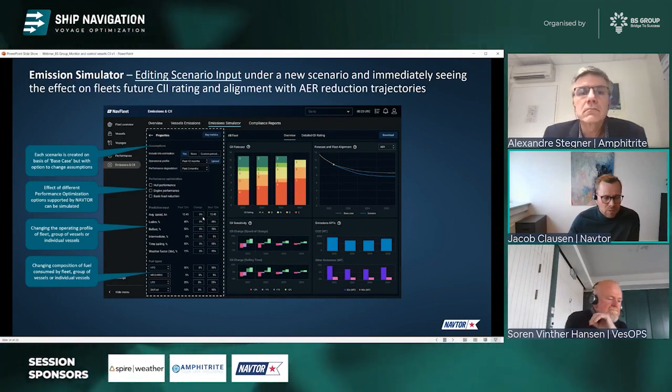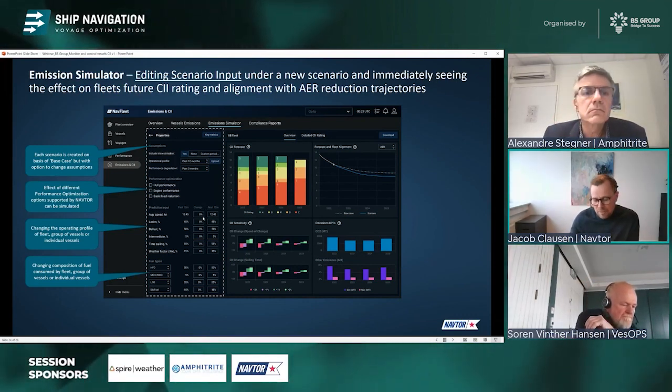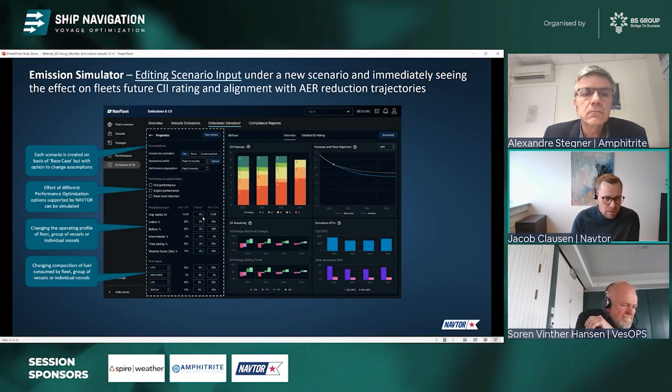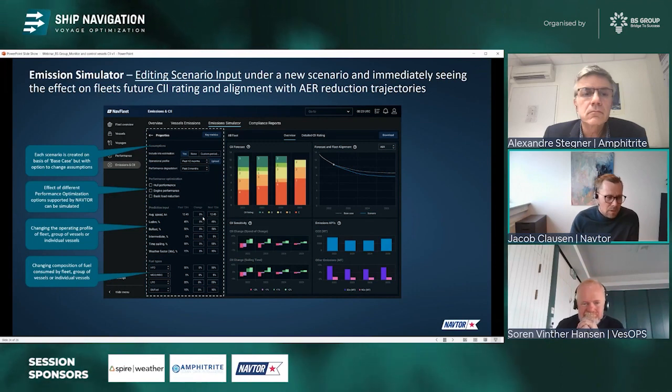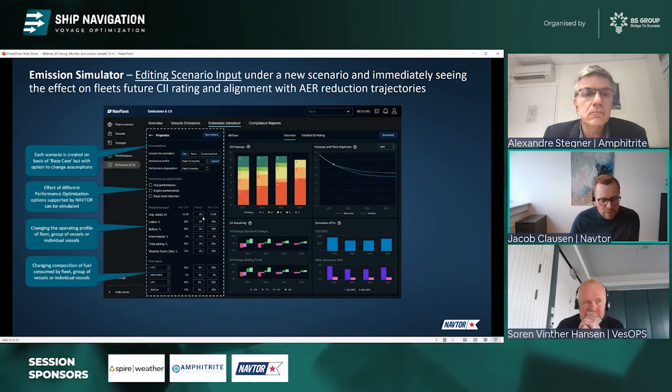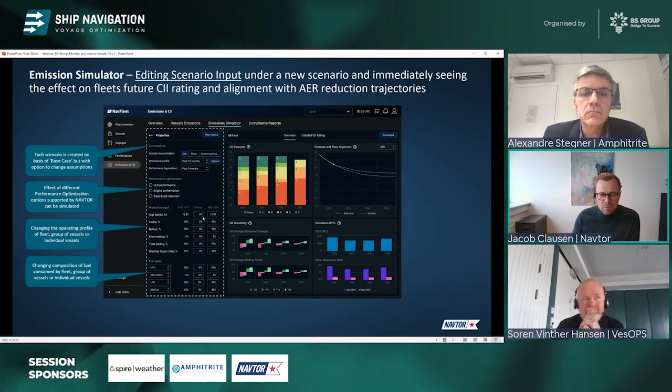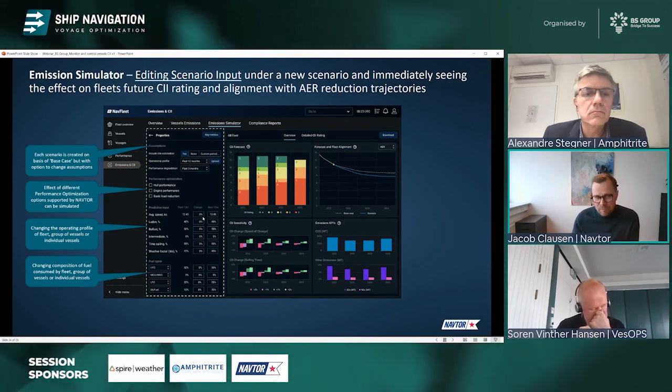And the idea here is that you can get the prediction for the next 3 years, assuming different inputs of fuel composition, changes in speed, loading conditions, sailing time, weather factors, and other things. And then you get a full prediction from where you are today, and then you can simulate a number of scenarios, compare them, and look into different vessels and how they change over time.